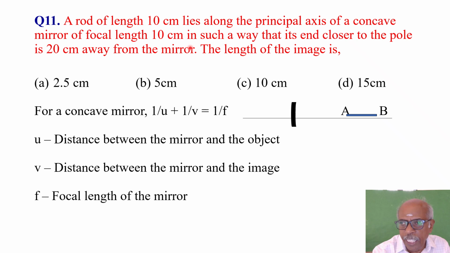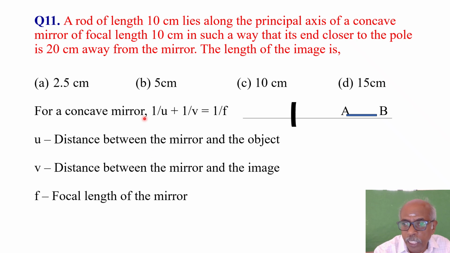In such a way that its end closer to the pole is 20 centimeter. That means this end A is closer to the pole of the mirror. And this distance is 20 centimeter. And the length of the rod is 10 centimeter. So the other end B is at 30 centimeter from the pole of the mirror. So the length of the image is how much? That is what you have been asked. The options are 2.5 centimeter, 5 centimeter, 10 centimeter, 15 centimeter. These are the four options given to you.